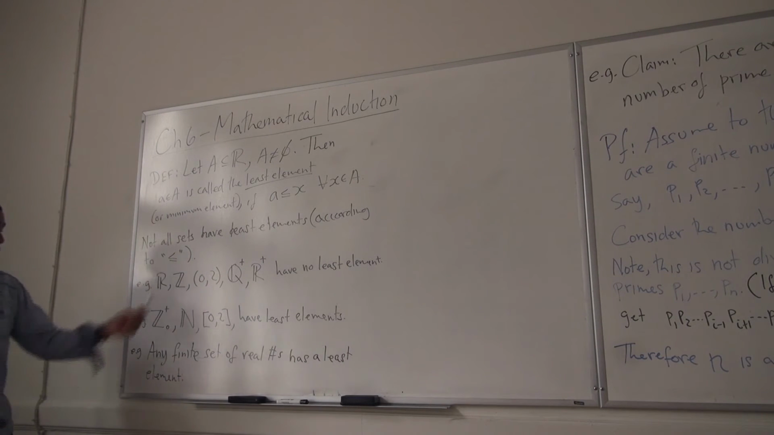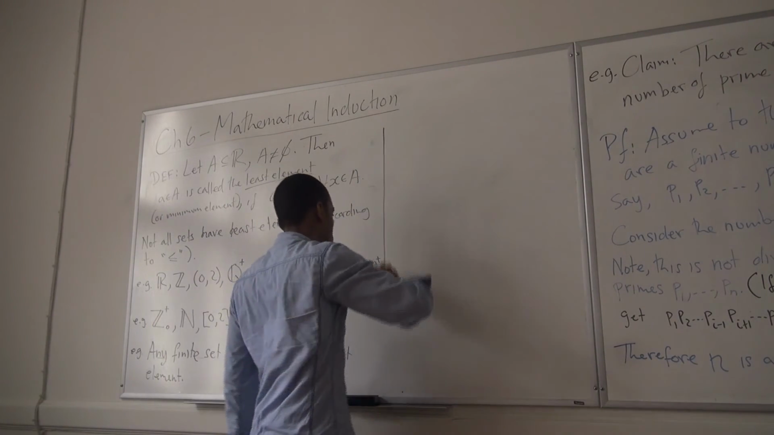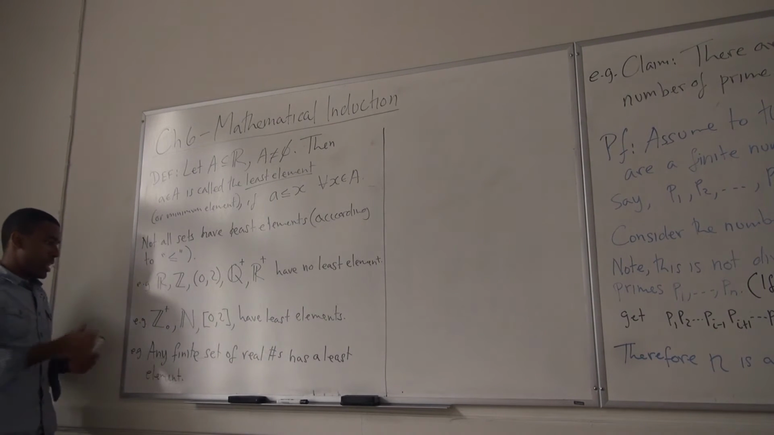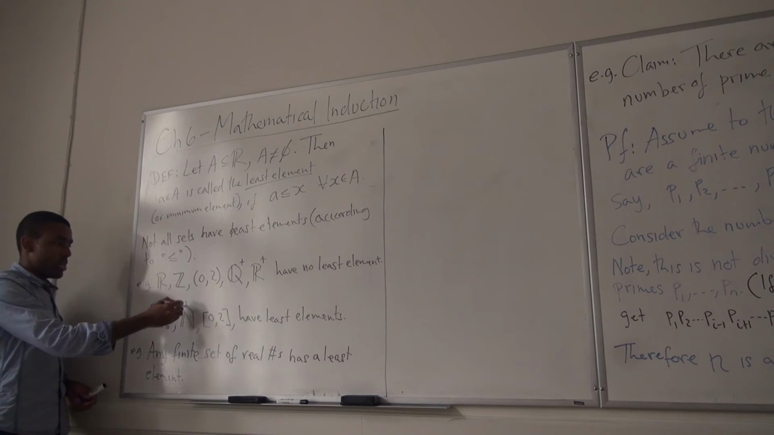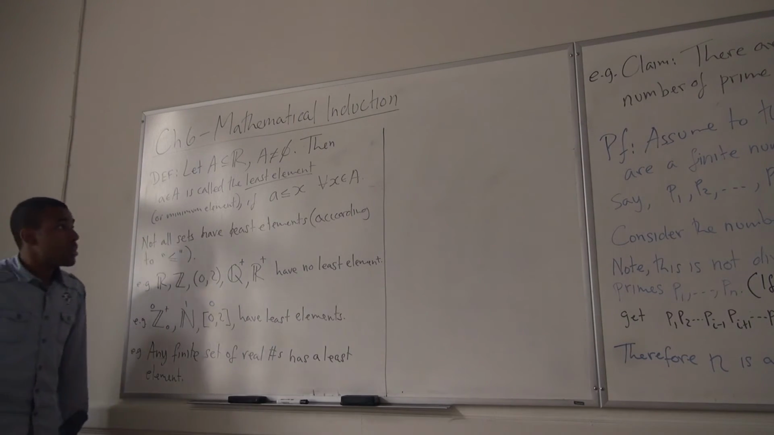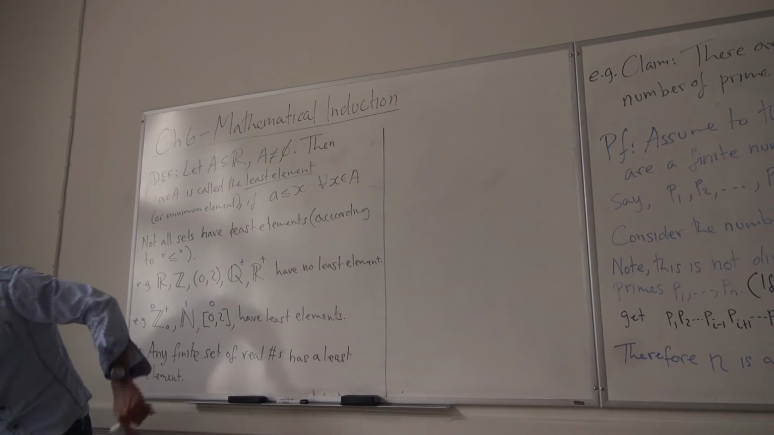Right? And this is according to this operation. So that's just some examples and non-examples. So the least element here is actually 0, right? The least element in N is 1, the least element here is 0. What else did I want to tell you about?